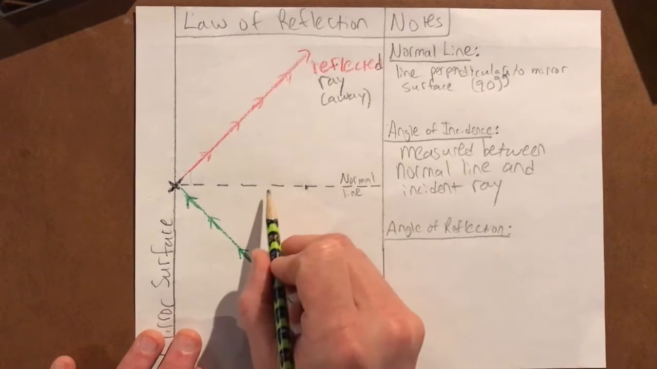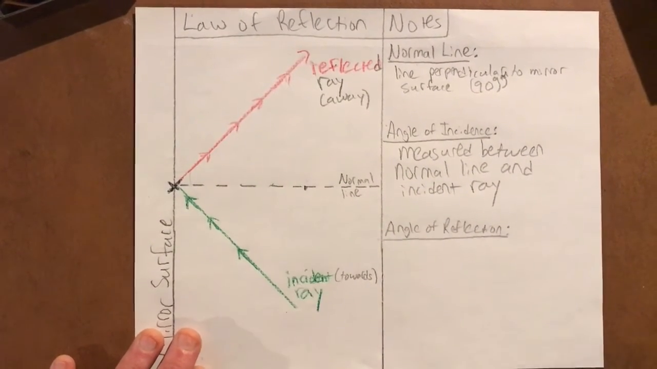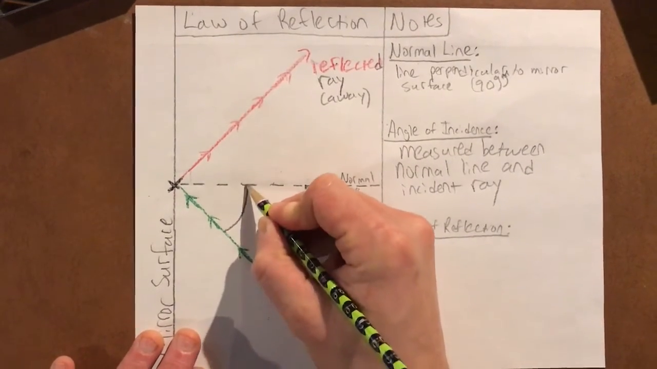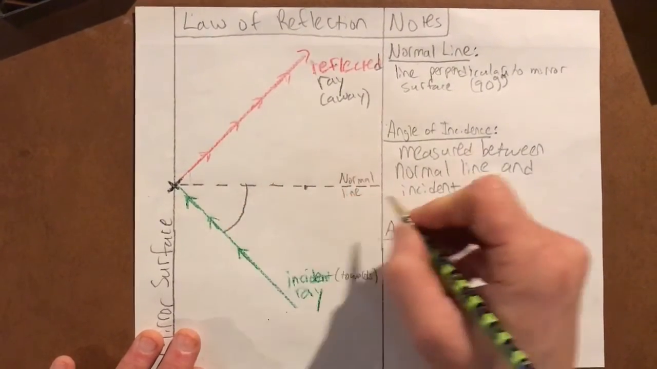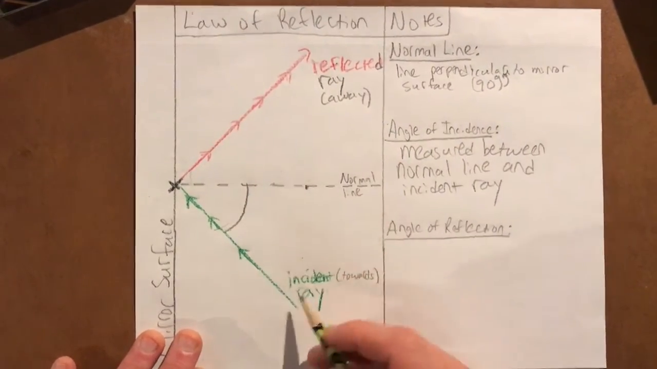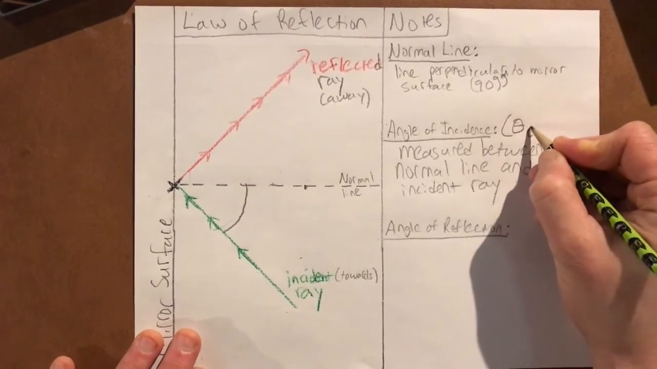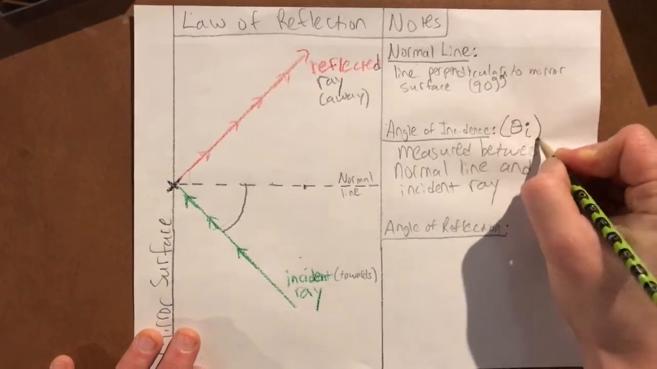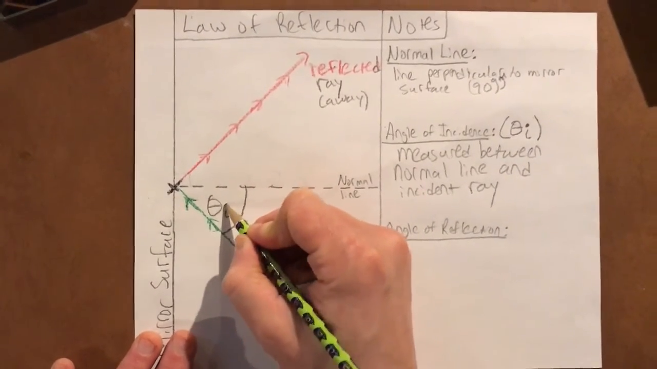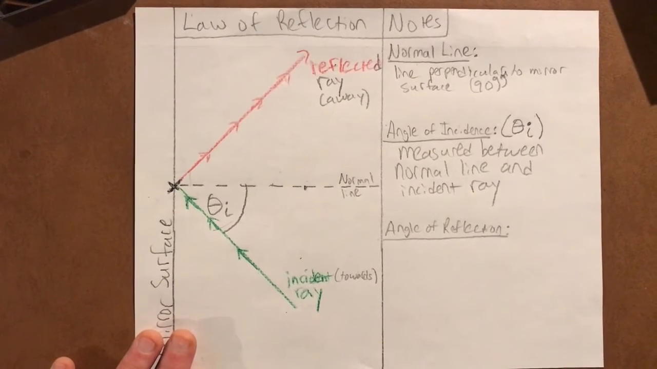Okay, so where's the normal line? Here. And where's the incident ray? Here. Normal line, incident ray. So the angle between those two lines right there is the angle of incidence, right? That I swept out right there. The angle of incidence is represented by the symbol theta I. I is a subscript saying it's angle I, I for incidence. So theta I is right there, okay?